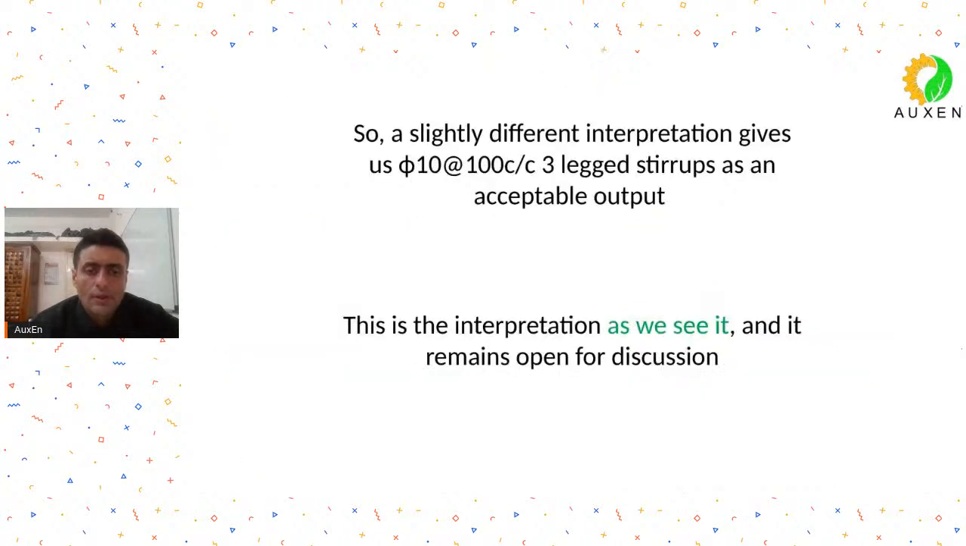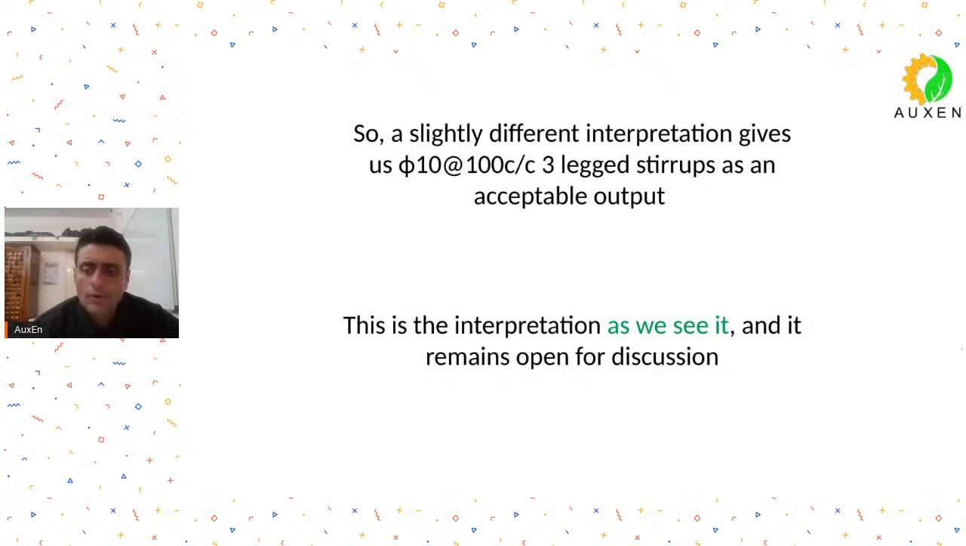So a slightly different interpretation of the same clauses gives us this particular output, which is acceptable to me. As I told you, this is the interpretation as we see it. That means as I and we at AuxEn's see it, I and Akanksha were discussing this issue today. And of course, it remains open for discussion. But I think this is a good interpretation that we have made. Yeah. So this is what I had to tell you about the first issue. I hope the discussion is clear what we discussed.